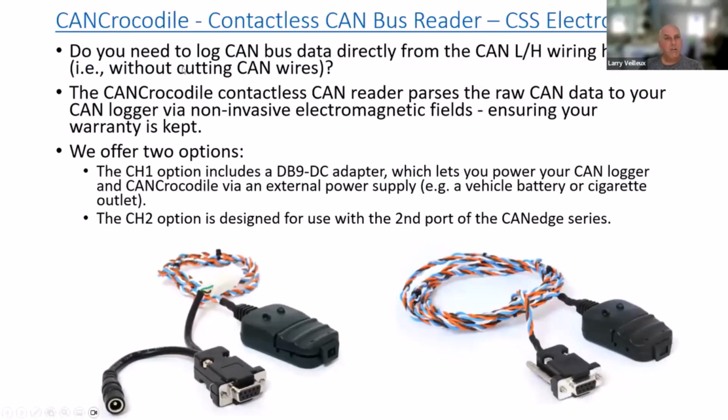So again, I mentioned the CAN crocodile. You can see this end actually looks like the head of a crocodile because it clamps down over the twisted pairs and, through induction, it can pull the signal off of the wire. I would say that's more for diagnostic use.